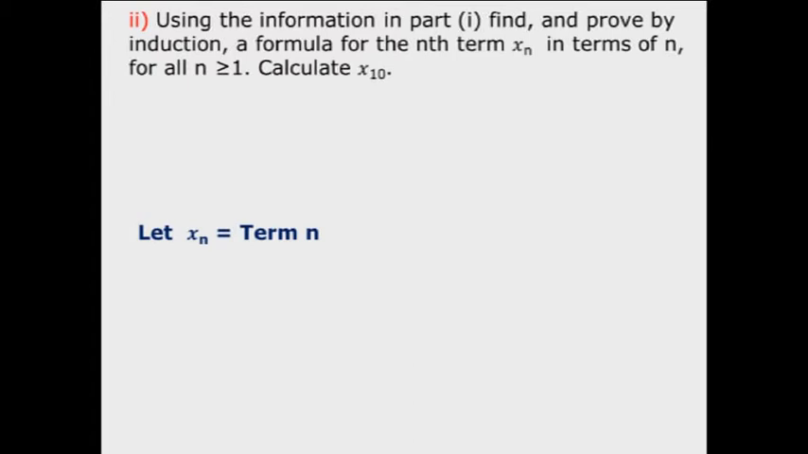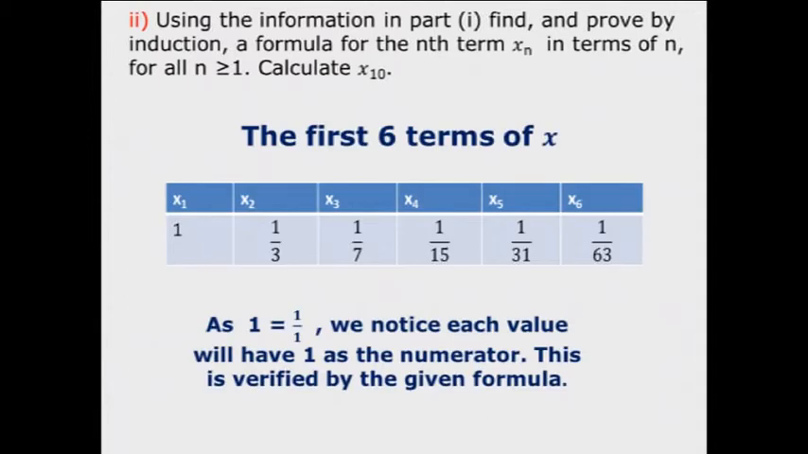We will now attempt to do the second part of the question, which is, using the information in part 1, find and prove by induction a formula for the nth term xn in terms of n for all n greater than or equal to 1. We will then calculate x10. For this we will let xn equal the term n. So here are the first 6 terms of x.